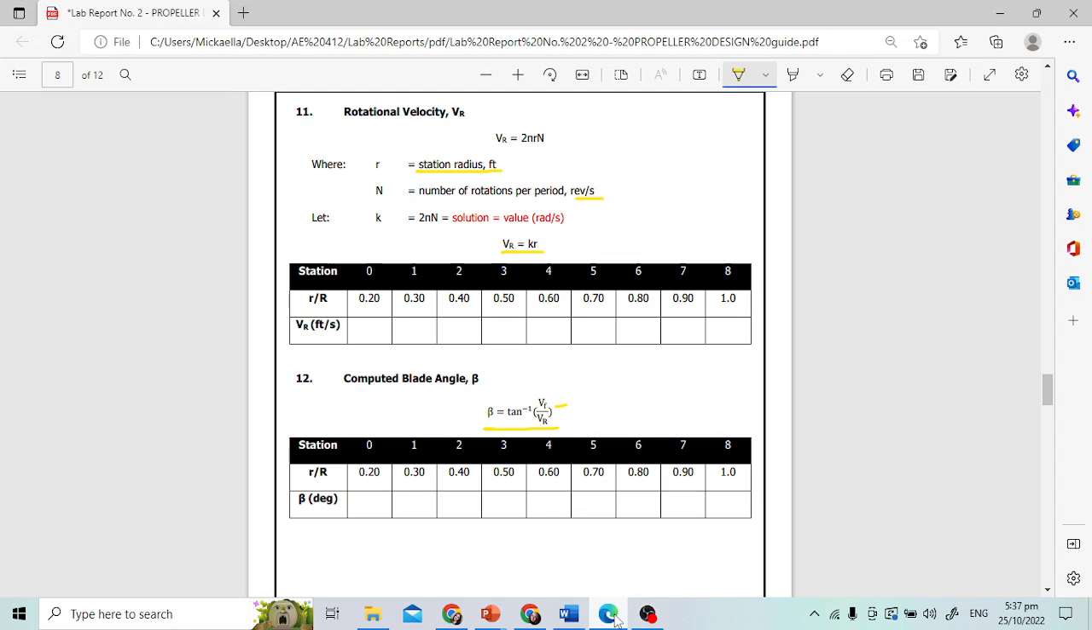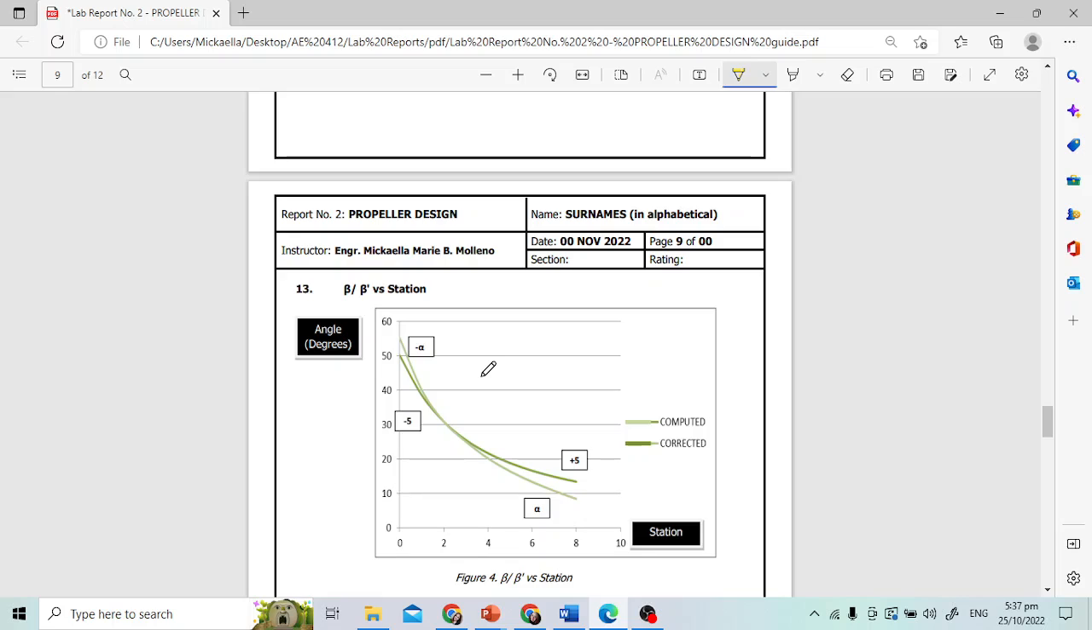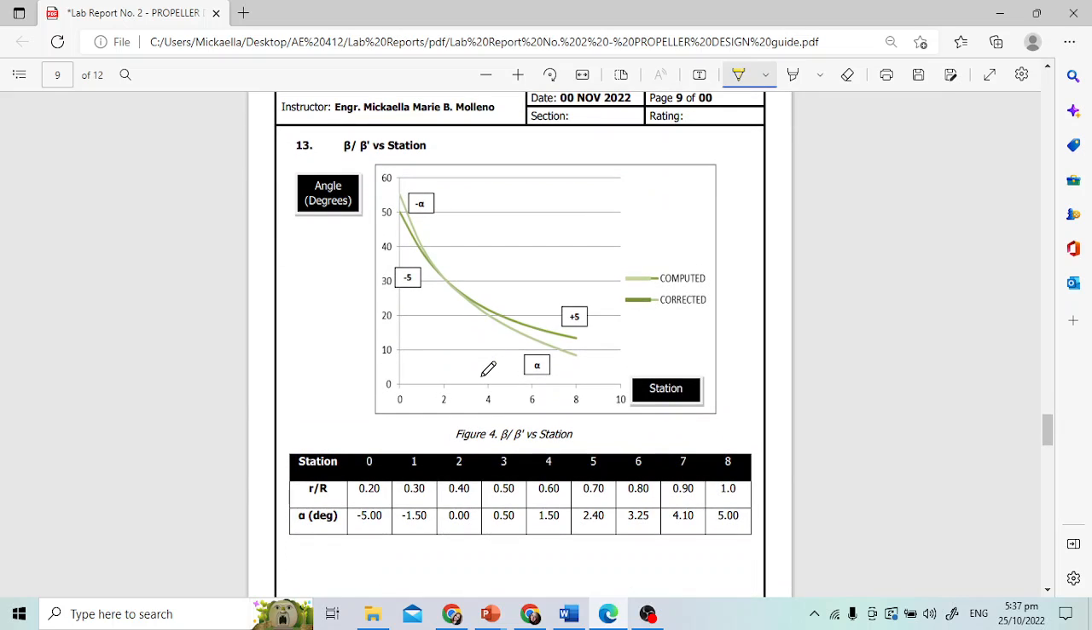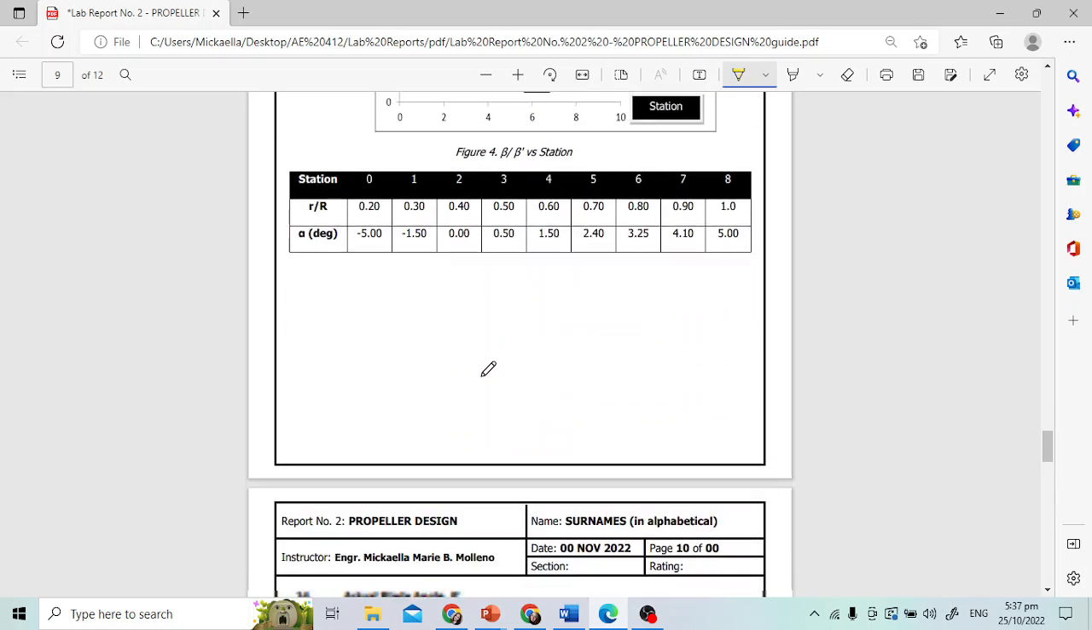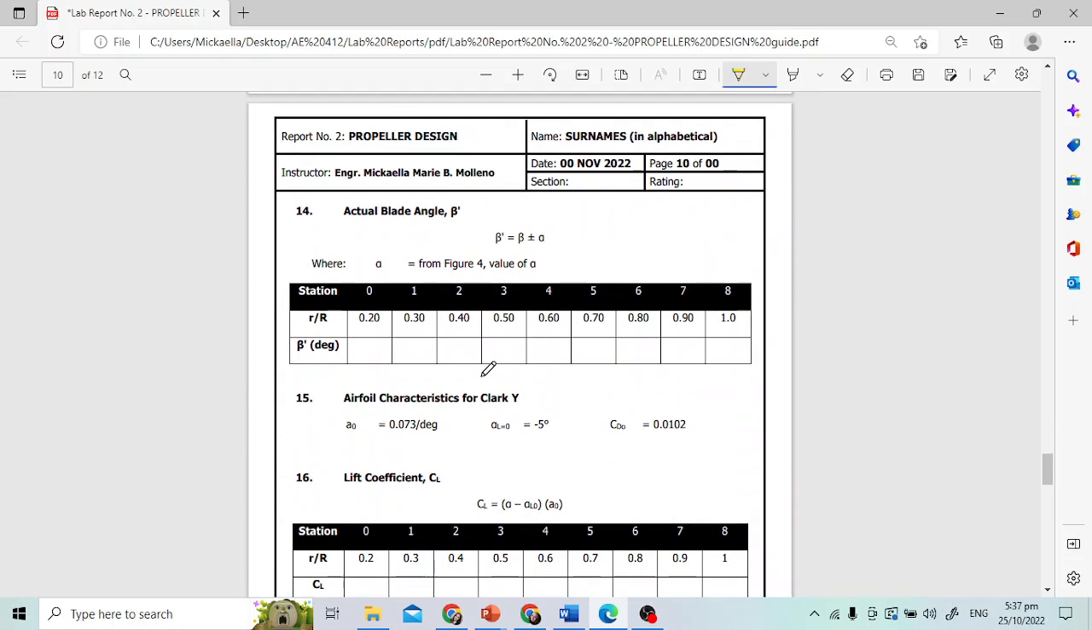Okay, sorry. We now move forward to our 13th part, which is this figure. Just kindly paste this figure and table as we will be using yung values na nandito sa ating next parts. Let's start with part 14, which is our actual blade angle. So, kindly take note of this formula. So, use the value of alpha from 13.